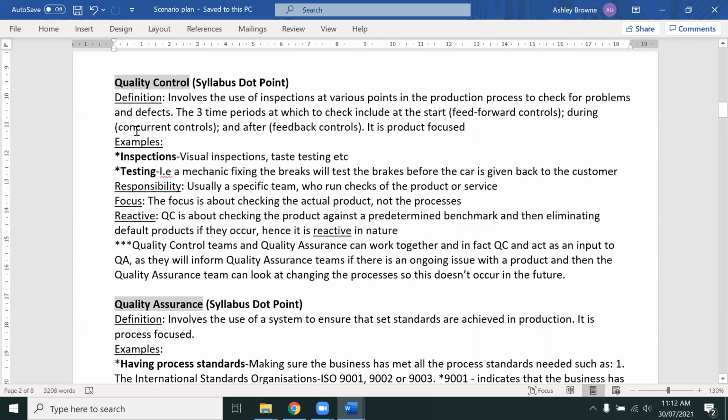But remember, quality control is about the product and checking to make sure that the product is working properly. You've got the 3 different time periods: feed forward, concurrent, and after, checks after, which are feedback controls. And it's product focused. Now, these are the things that are done: inspections, visual, taste testing, etc. All right. And who's got responsibilities. And it's a more reactive thing than proactive.